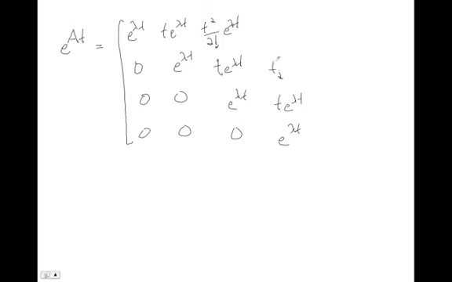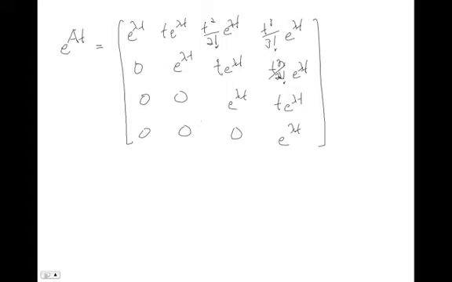And we get all zeros below the diagonal. And then the superdiagonal row looks like t e to the lambda t. Then the diagonal above that row looks like t squared over 2 factorial e to the lambda t. Then the next diagonal up looks like t cubed over 3 factorial e to the lambda t.